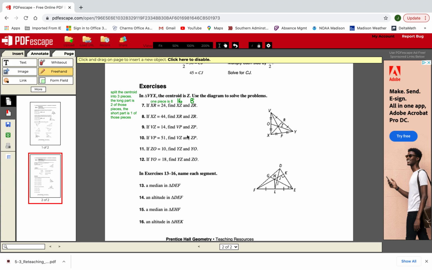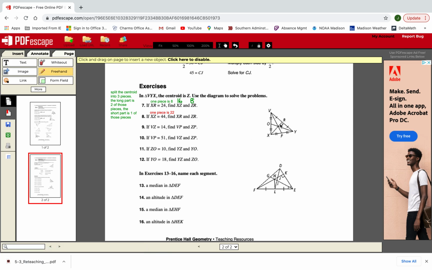Now each one of these problems probably isn't going to start from the whole thing. So we're going to need to really wrap our minds around the concept of this, okay? And I am going to change colors with each of these problems, because I just bet that my notes are going to run into each other. Okay, so looking at 8, XZ is the long piece. If the long piece is 44, the long piece is 2 of the pieces. So 44 is 2 22s, okay? So 1 piece is 22.